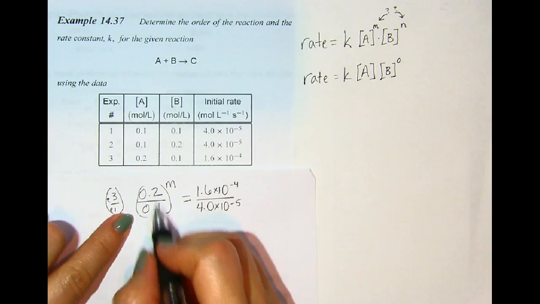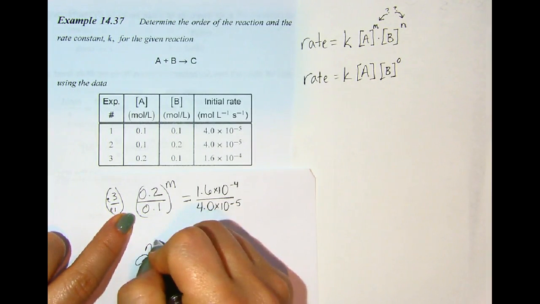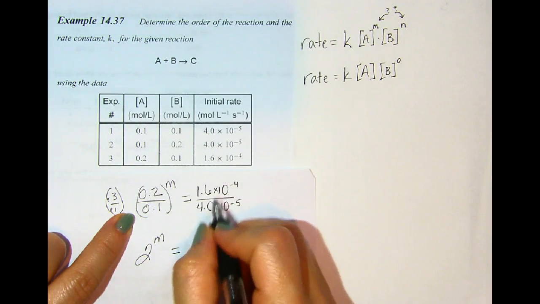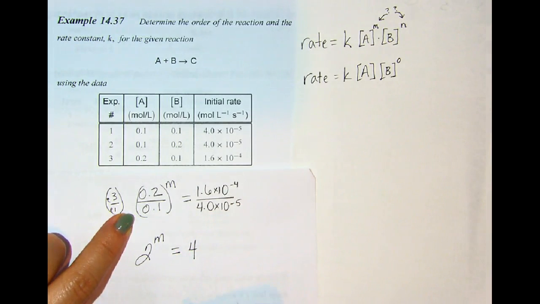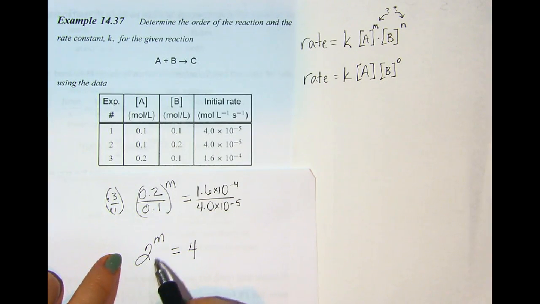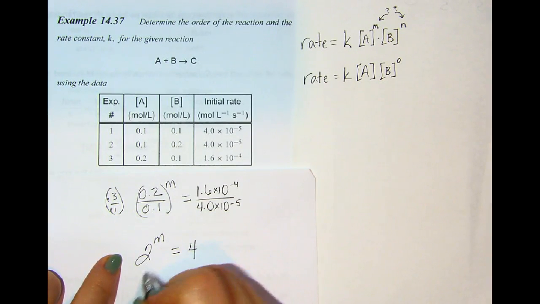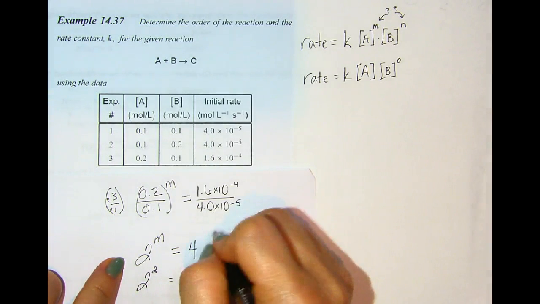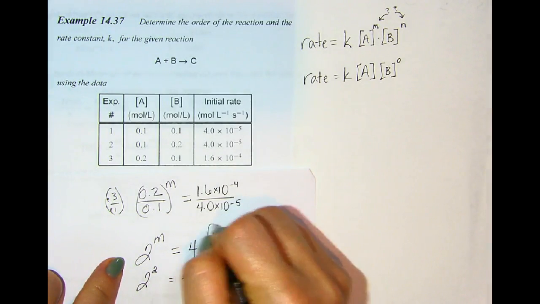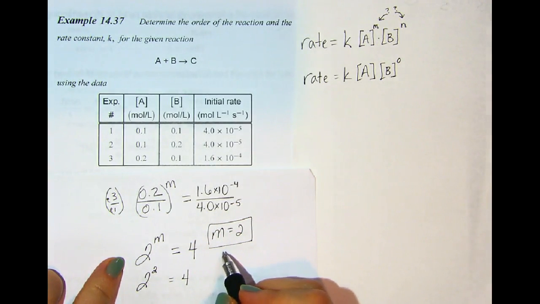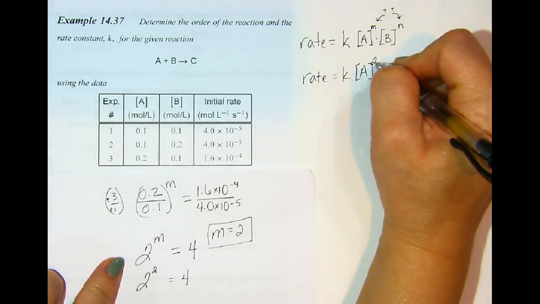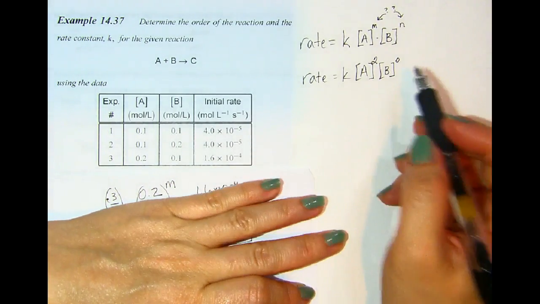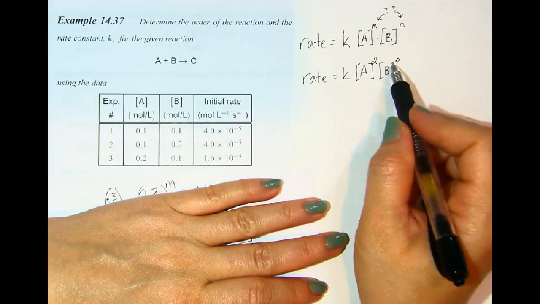When you simplify this, we're going to get 2 to the mth power is equal to, and when I divide these out, I get roughly 4. So 2 raised to what power is equal to 4? Well, hopefully it's obvious that 2 squared is going to equal 4. Therefore, m is equal to 2. So A is at the second order. So I'm going to put a 2 here for letter A. Now we've actually managed to determine the orders of both of our reactants.